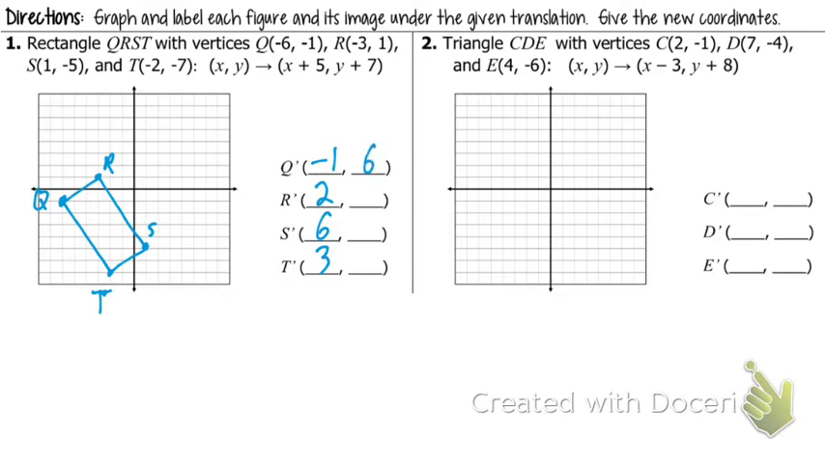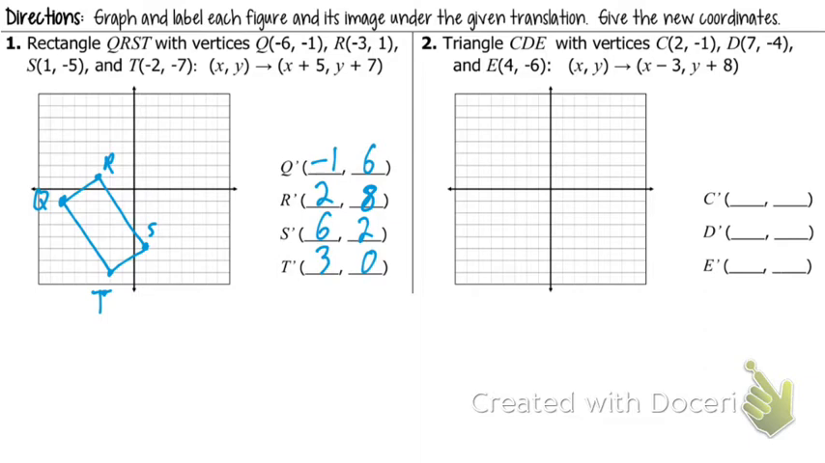I'm gonna have people raise their hand for this one. Raise your hand and tell me what 1 would become. Okay, Kenny? 8. Very good. 8. Raise your hand for what negative 5 would become. Gregory? 2. Very good, 2. Raise your hand for what negative 7 would become. Okay, Seth? 0.